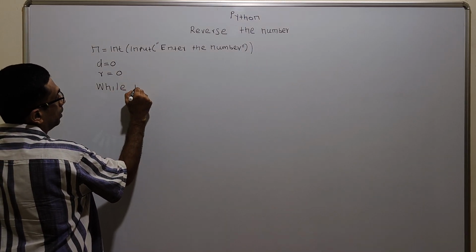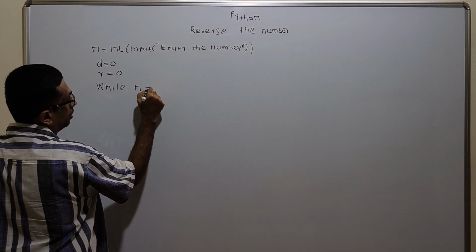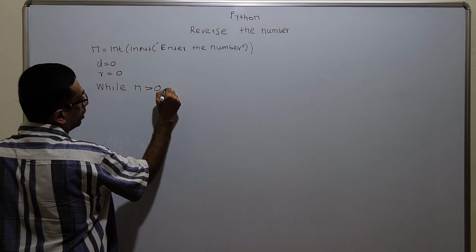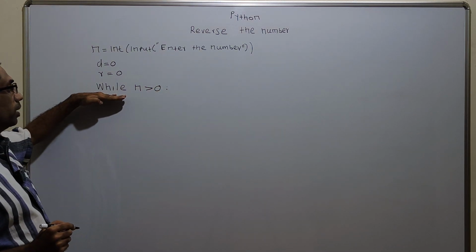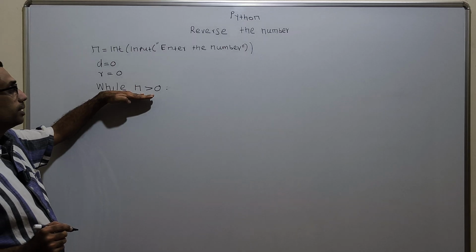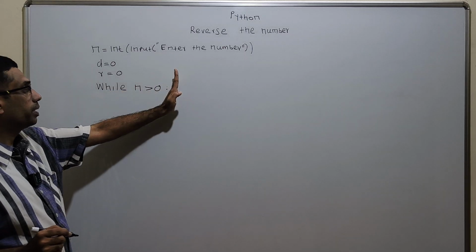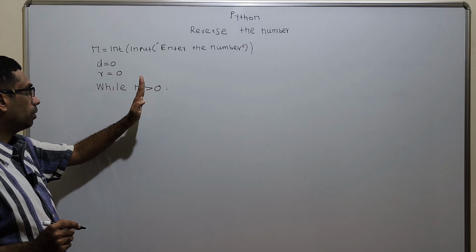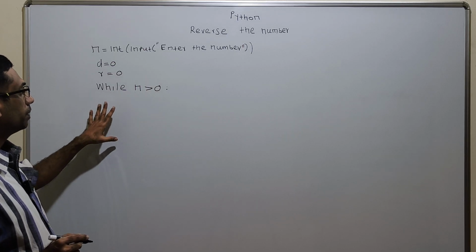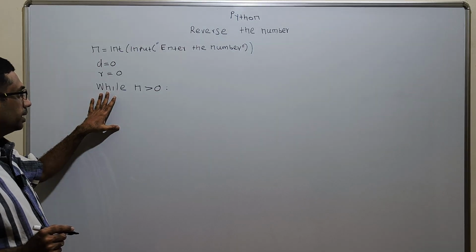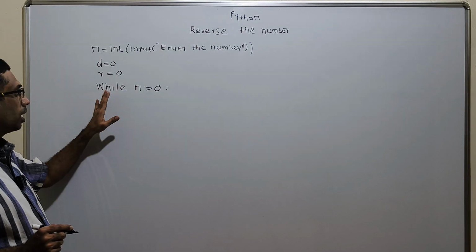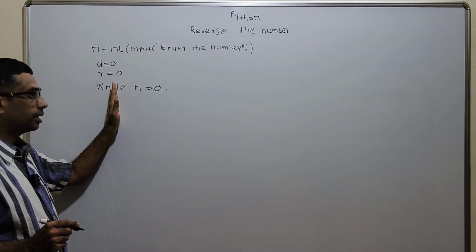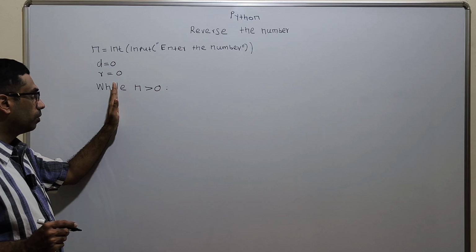While the variable n greater than 0 colon. While is the keyword for the while loop. N greater than 0 is the condition, followed by the colon. If the condition is true, the control will come inside the body of the while loop. To write something inside the body of the while loop, you have to give a tab space that stands for the scope of the while loop.